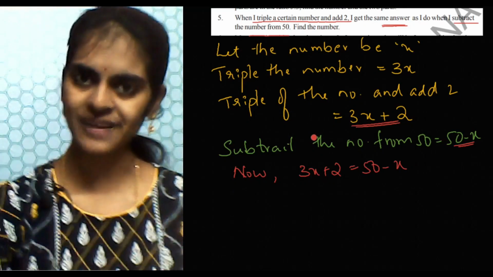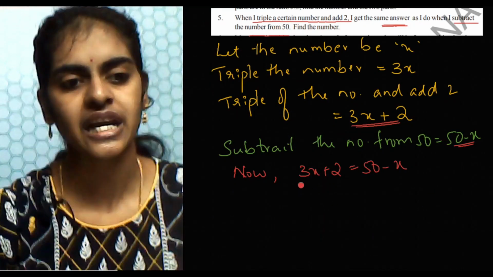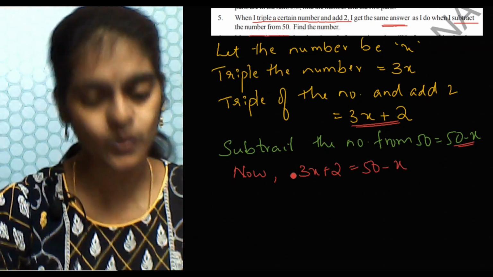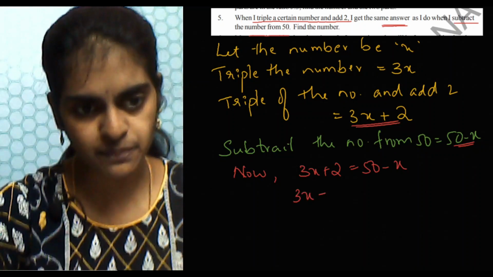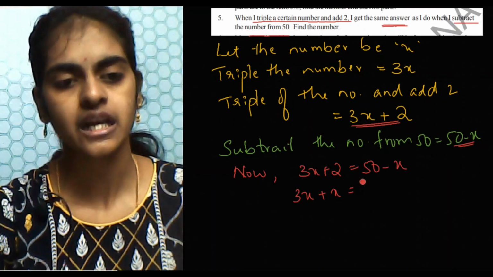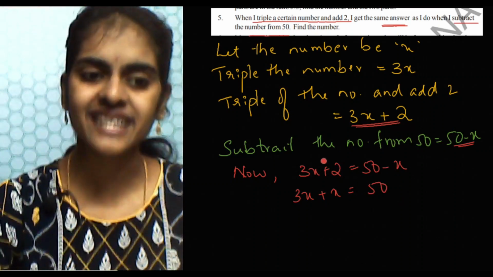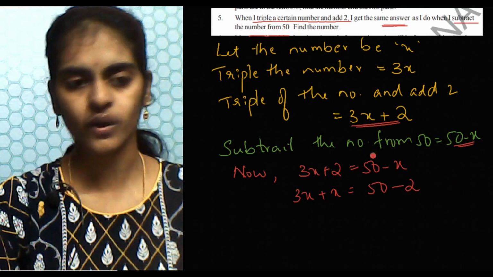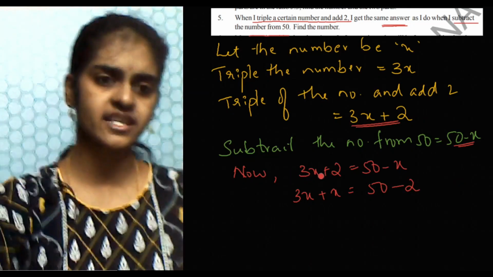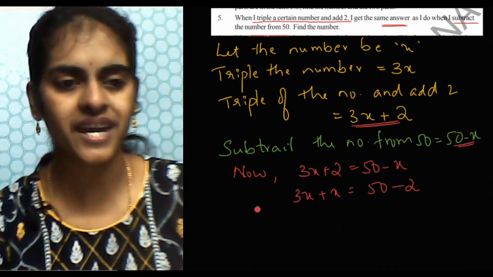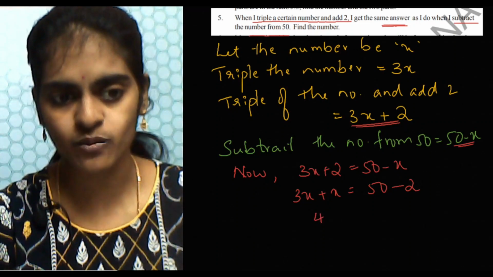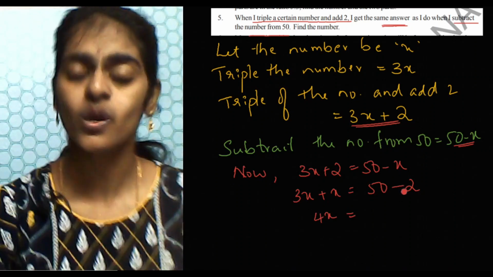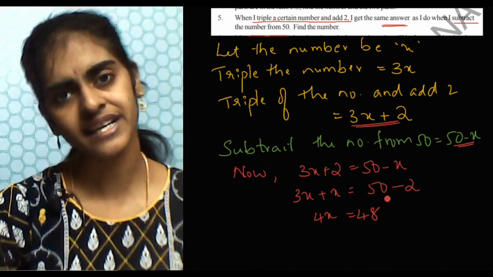X is nothing but the number, isn't it? So let us solve it. You have 3x here, you have minus x here. So let me send this minus x to LHS. It will be 3x plus x is equal to 50 here. Let me send this plus 2 to RHS, so it becomes minus 2. I am transposing x to LHS and plus 2 to RHS. So 3x plus x, 3 plus 1 is 4x, is equal to 50 minus 2, which is nothing but 48.